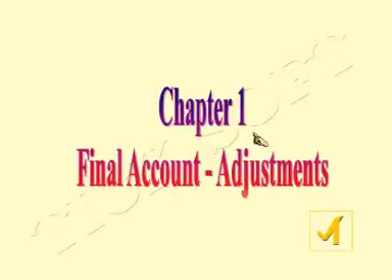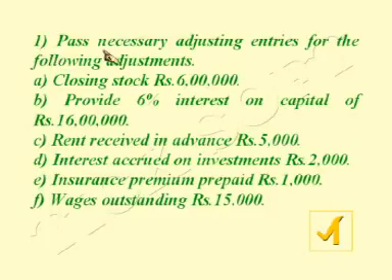12th Accountancy, Chapter 1, Final Accounts with Adjustments. First question, pass necessary adjusting entries for the following adjustments. A. Closing stock Rs 6 lakhs. B. Provide 6% interest on capital of Rs 16 lakhs.